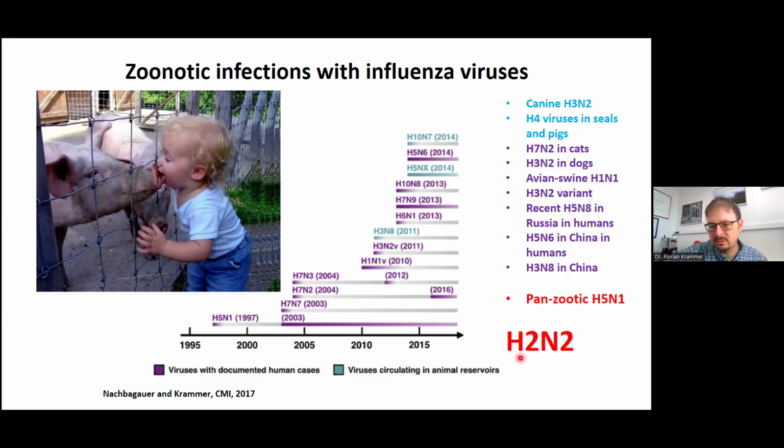And H2N2, this virus that caused a pandemic in 1957, is also still around. And it's actually being detected every now and then at wet markets, including in New York City. There are wet markets in Queens, and H2N2 has been detected there in chickens.